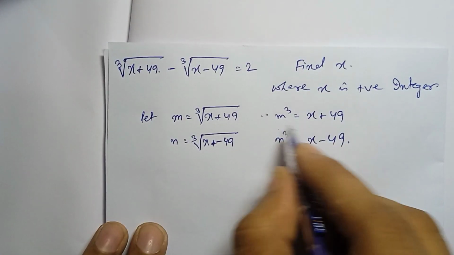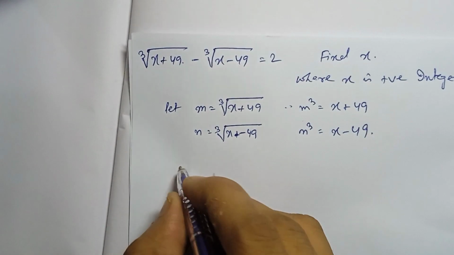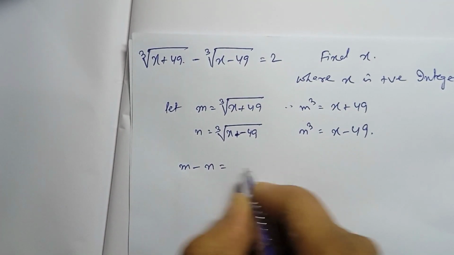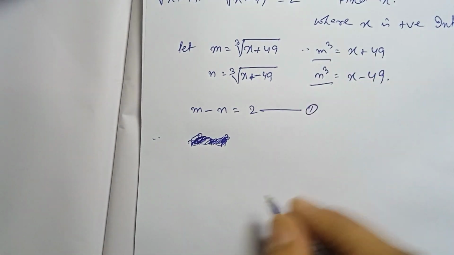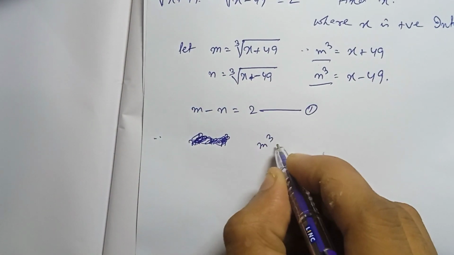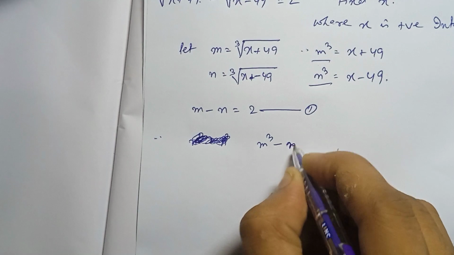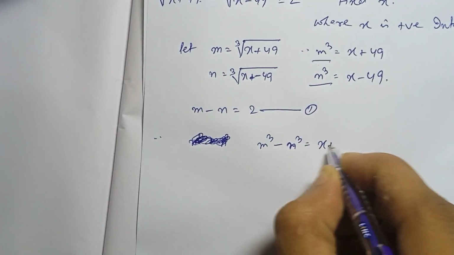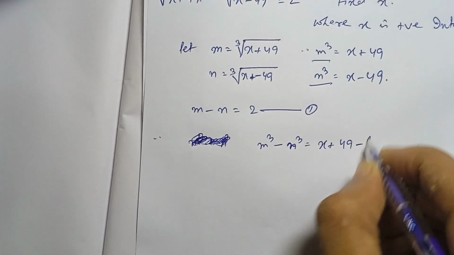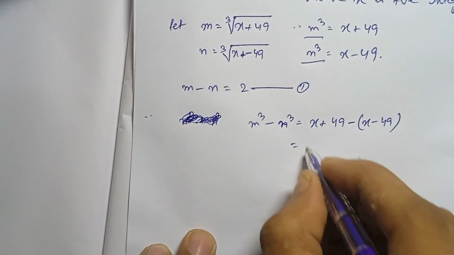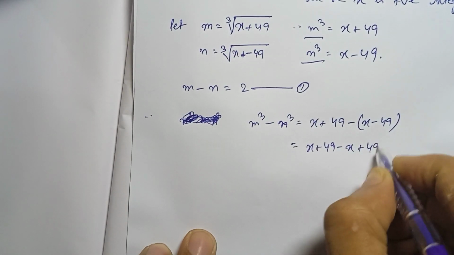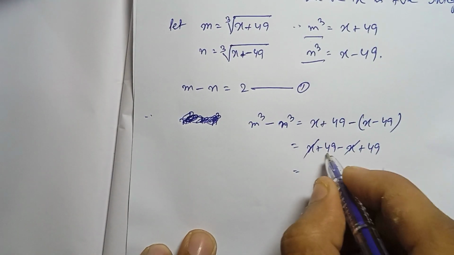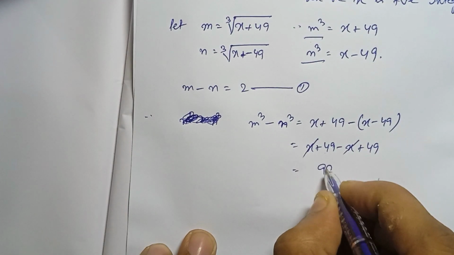So if you put the values in the above equation, we get m minus n is equal to 2. It will be the equation 1. Now subtract these two terms, m cube minus n cube. We get m cube minus n cube is equal to x plus 49 minus of x minus 49. X will be cancelled out, and the 49 will be 98.